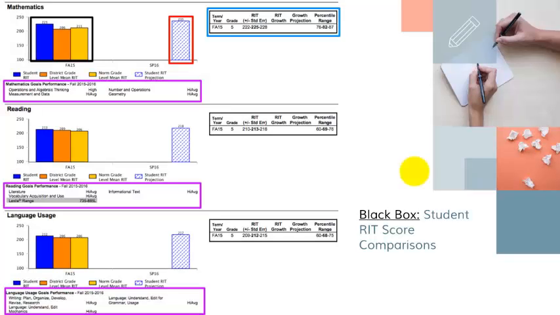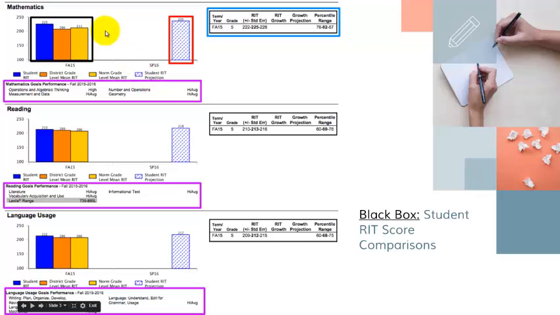Here you will see an example of a student progress report. This student is in 5th grade, so you will see that they took 3 tests: mathematics, reading, and language usage. Any student in grades 3 through 8 took these 3 MAP tests. If you have a student in grades K, 1, or 2, you will only see mathematics and reading on their student progress report. Let's start examining this report by looking at the student RIT score comparisons.